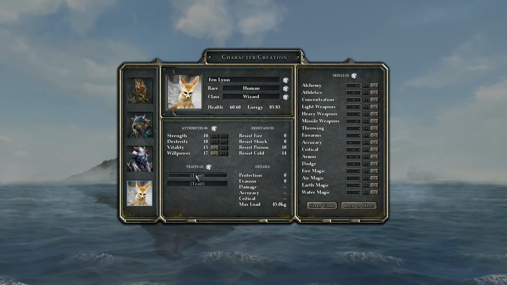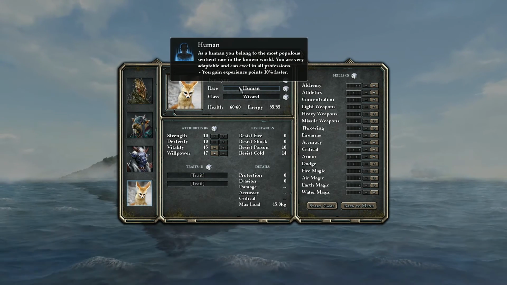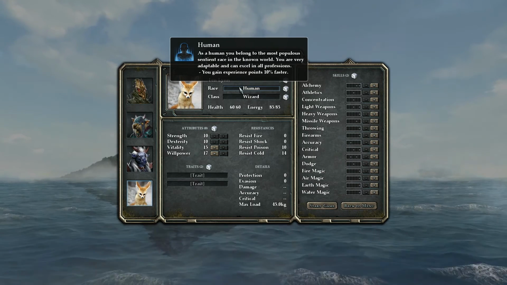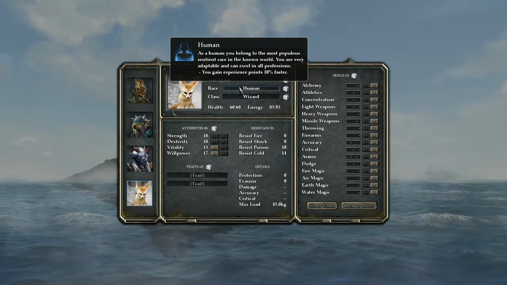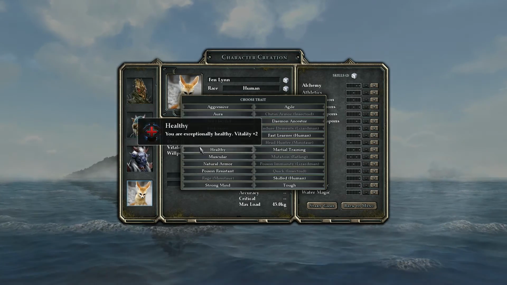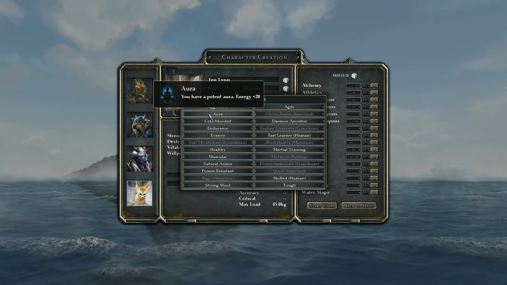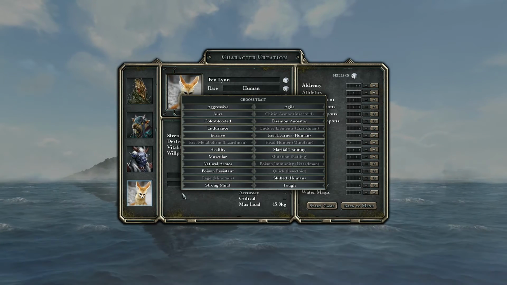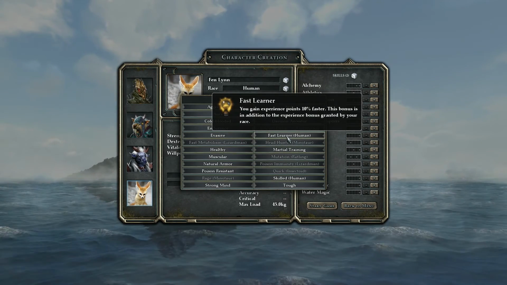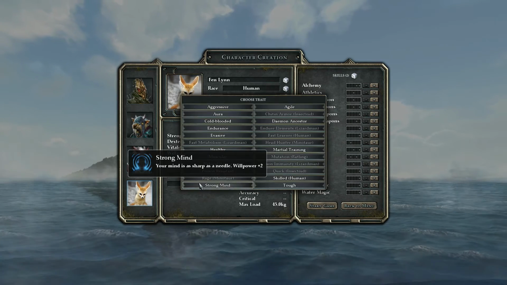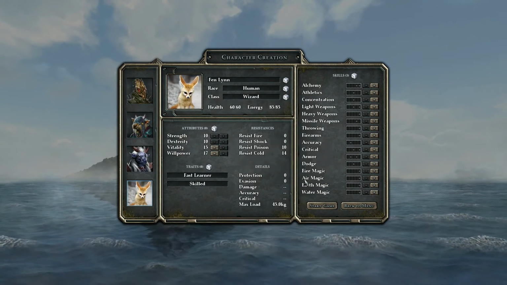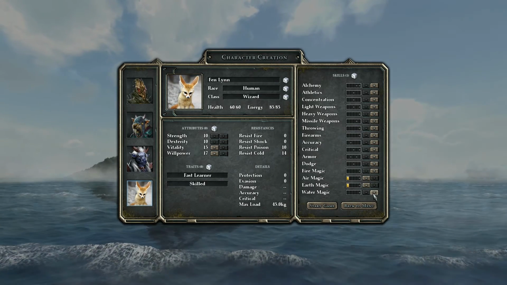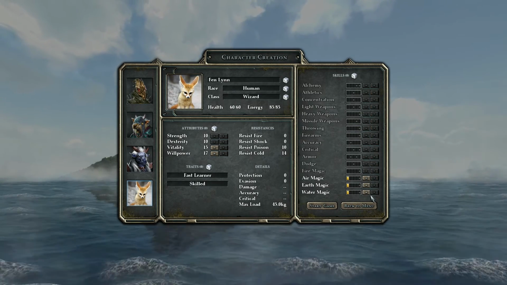And Fen here, he's a human. Now, I could make him an insectoid, which would give him more willpower. Give him an extra 10 in energy, essentially. I could give him Aura, which would increase his energy, and then I could follow that up with Strong Mind to give him plus 30 energy right off the bat. Instead, what I'm going to do is go with Fast Learner and Skill. The reason for that is I want to get 1 point in Air Magic, Earth Magic, and Water Magic as fast as possible.